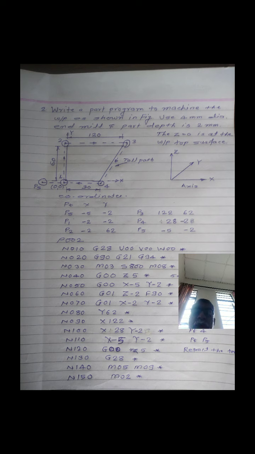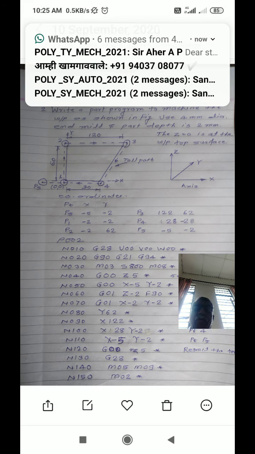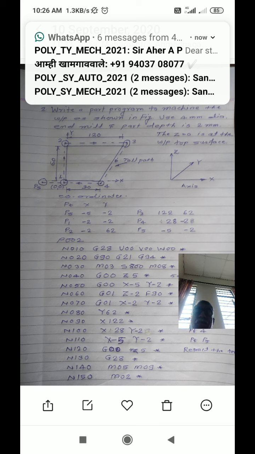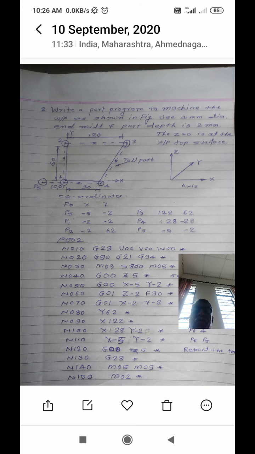This tool is 5 mm above the workpiece surface. Is it okay? Tool is 5 mm above the workpiece surface. Then next block, move the tool to the starting point, that is N050, G00, X minus 5, Y minus 2, end of the block. Is it okay? Means your tool has reached the starting point from home position. During block numbers 40 and 50, tool position is fixed.